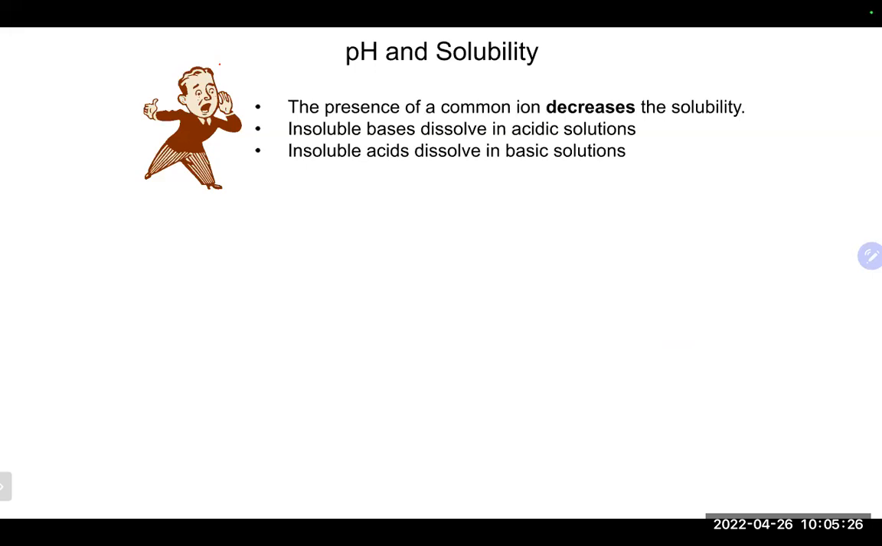Another really important thing that affects the solubility is actually pH. So pH can play a pretty good role in terms of affecting solubility. Especially when we're dealing with things like acids and bases, adjusting the pH can sometimes increase the solubility, but it could also decrease the solubility as well. So the presence of a common ion, as we just saw there, will decrease the solubility.